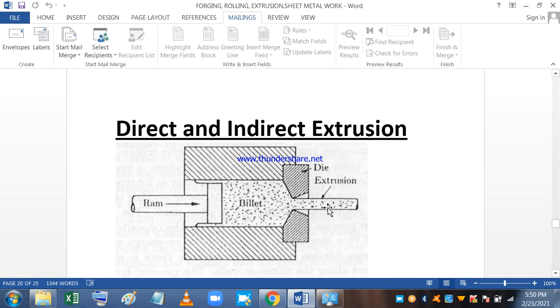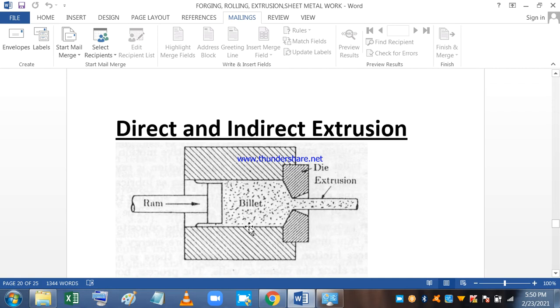Then we will go into the process of direct and indirect extrusion. In rolling, we are passing the hot material through rolls. In extrusion, we are putting the red hot billet in plastic condition in a chamber. And with the help of a ram, this material is pushed out through the die, and on the other side of the die, the extruded material comes out. It takes the shape of the die opening. If the die opening is elliptical, then the material at the output will be elliptical.